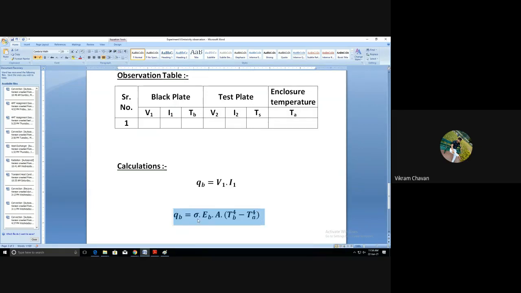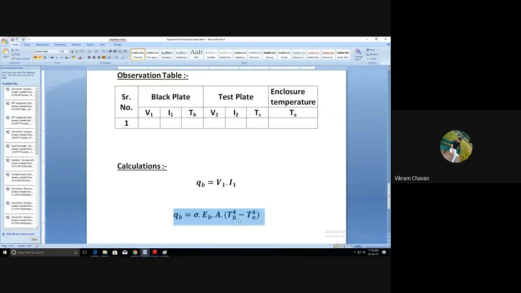Okay, where sigma is the Stefan-Boltzmann constant, and we know the constant value as 5.67 into 10 raised to minus 8 watt per meter square Kelvin raised to 4. Okay, then this E suffix B, that is the emissive power of the black plate, we have to calculate. Then the surface area: for the calculation of the surface area, we have the diameter, so we can calculate that. Then once we achieve the equilibrium temperature, we will consider that temperature as T suffix B in absolute temperature, that is nothing but in Kelvin.